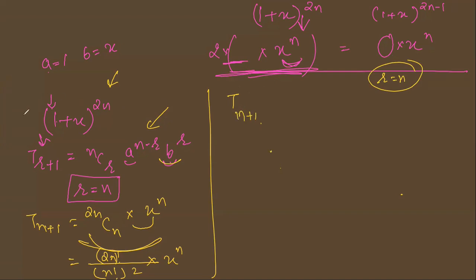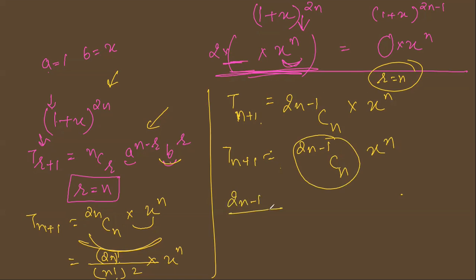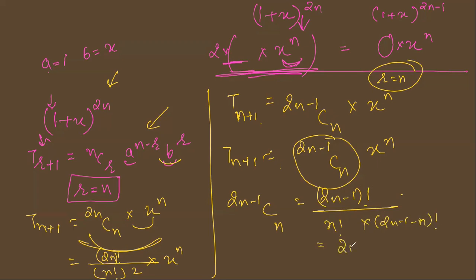So t n plus 1 is equal to 2n minus 1 C n, a raised to the power something. A is 1, so 1 raised to the power something is 1, so I'm not taking it. B is x and r is n. So t n plus 1 is equal to 2n minus 1 C n, x raised to the power n. Now this is the coefficient. So let us solve it. 2n minus 1 C n will be 2n minus 1 whole factorial divided by n factorial multiplied by 2n minus 1 minus n factorial. So 2n minus 1 factorial divided by n factorial, 2n minus n is n minus 1 factorial.